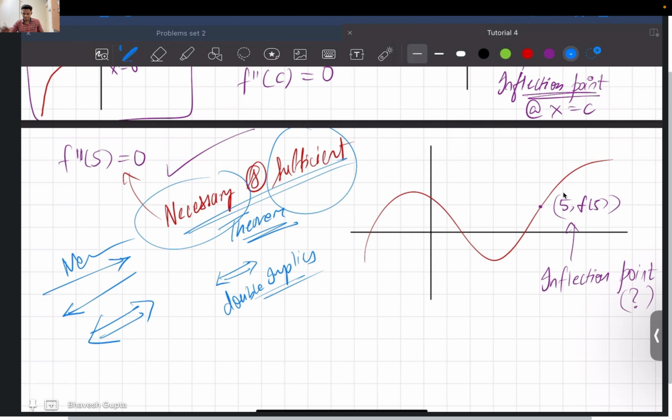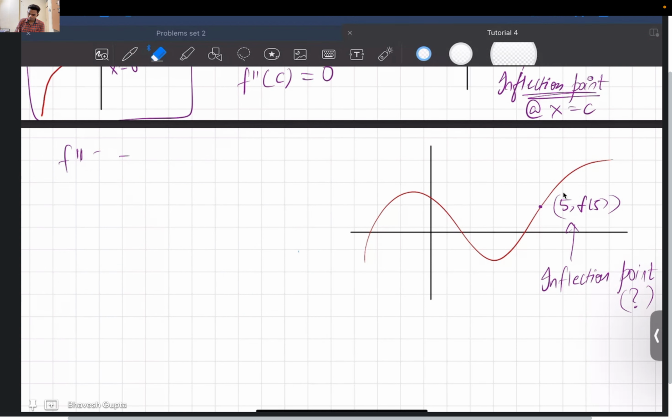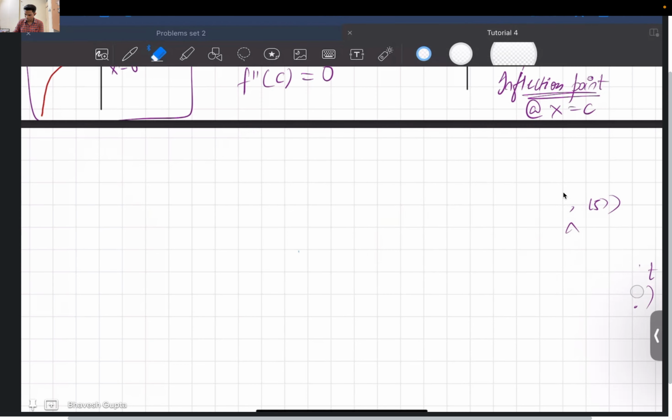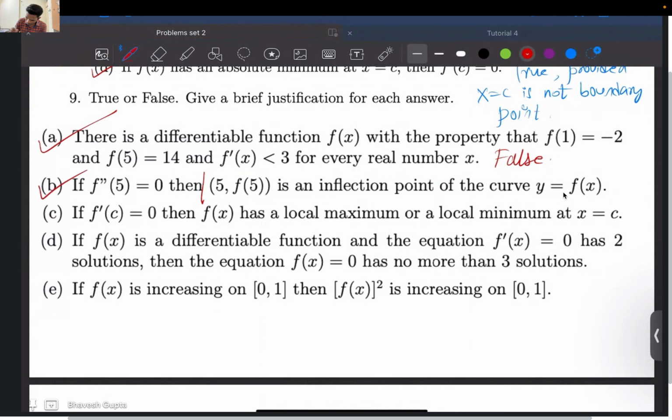So this particular thing turns out to be necessary and sufficient. Just by checking the second derivative, it's enough to say that you have an inflection point as far as one dimension is concerned. So that's the idea. So yeah, that's true, this is the inflection point.